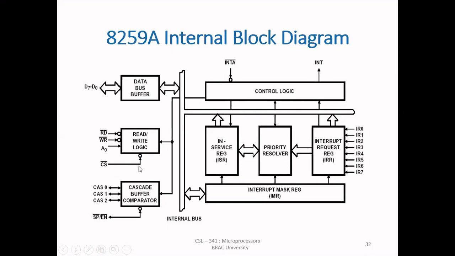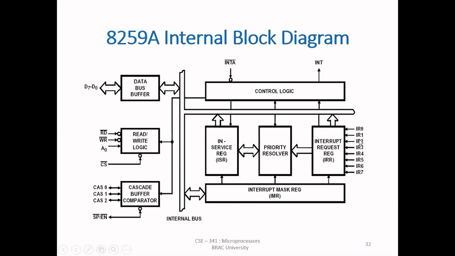The 8-bit data bus allows the 8259A to send interrupt types to the 8086. Okay, I have described interrupt types: type 1, type 3, type 244, etc. So this data bus will help the 8259A send the 8086 the interrupt types and their other procedures.